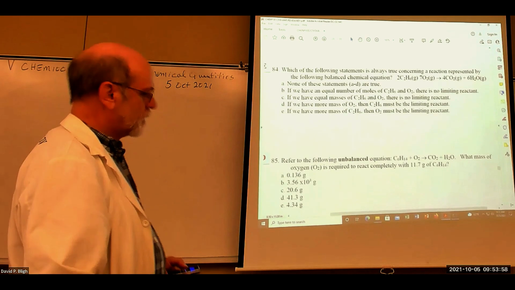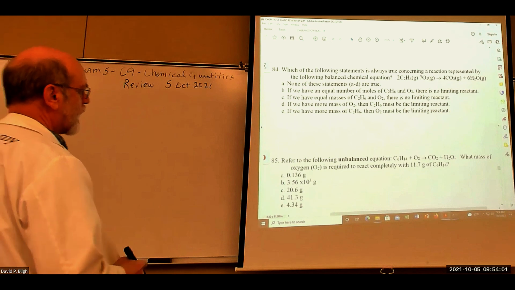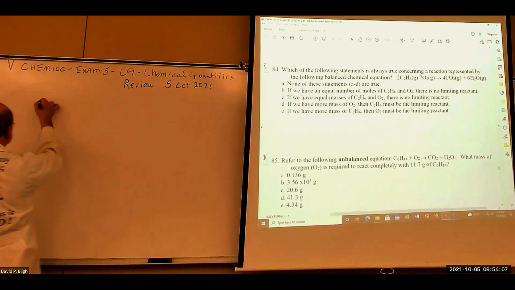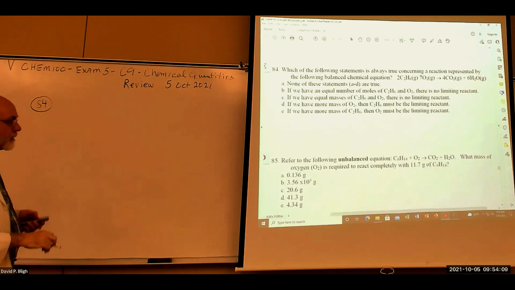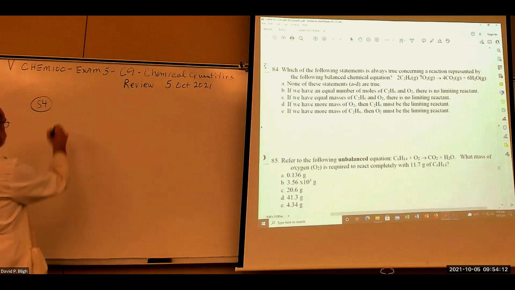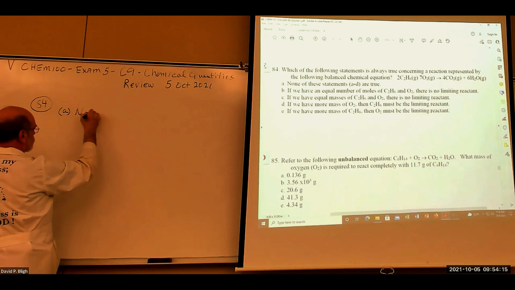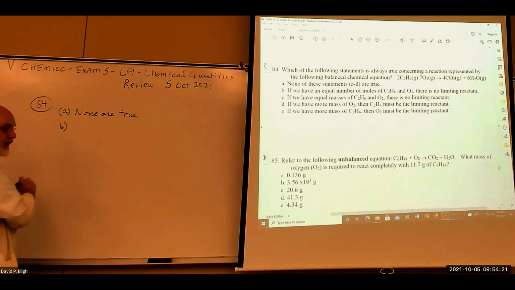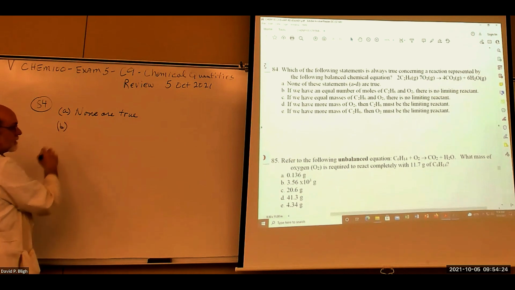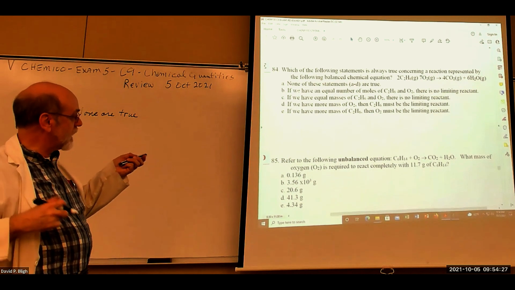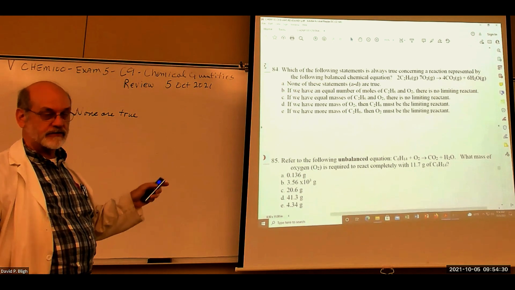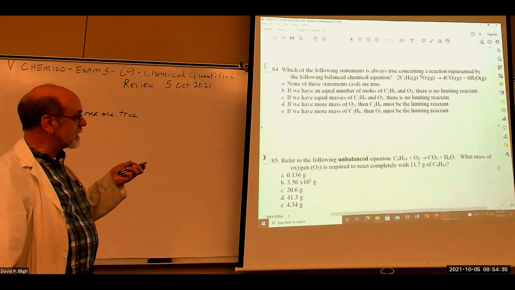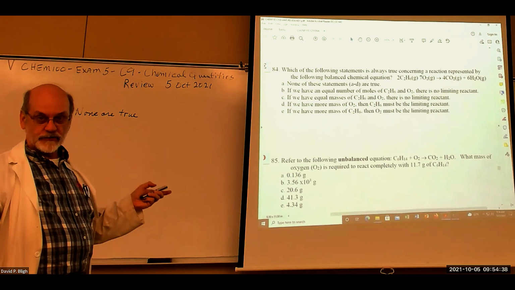Here we go. Which of the following statements is always true concerning the reaction represented by the following equation? 84. None of the statements are true. So this one is none are true. That means you have to look at all of them, right? If this is one of the possibilities, then you've got to search all four of the others in order to eliminate this one as a possibility. If we find any one of these statements true, then A is false.